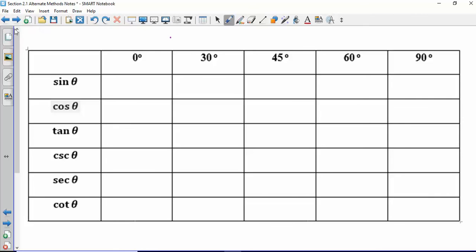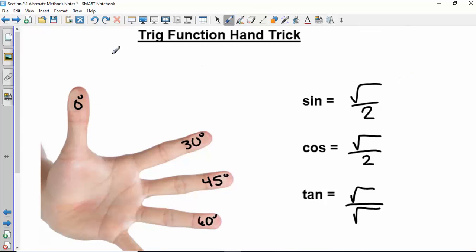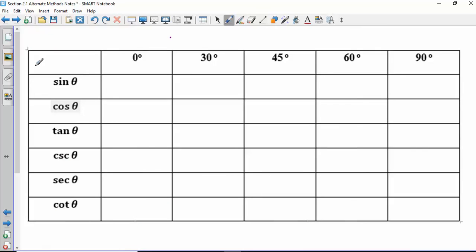What we're going to do, when I say sine of 0 degrees, you're going to fold in your 0 degree finger. So you're folding in your thumb. Sine and cosine, I told you both of those are square root over 2. Sine is the top, cosine is the bottom. So when I fold in my 0, sine is the top. How many fingers do we have above the one we folded in? None. So it's the square root of 0 over 2, which is 0. So sine of 0 is 0.